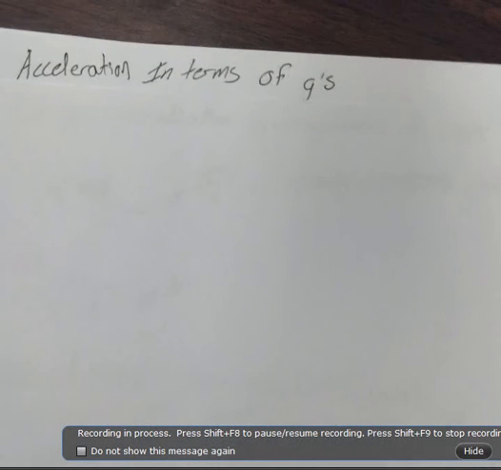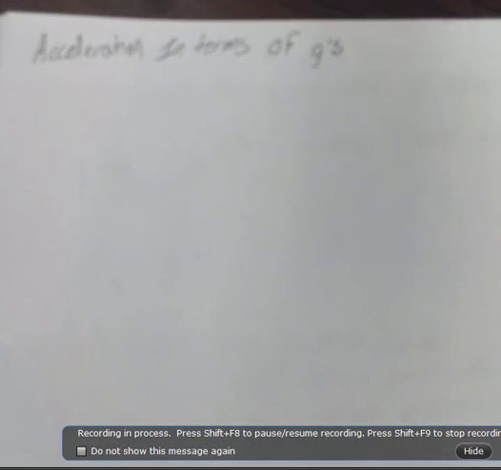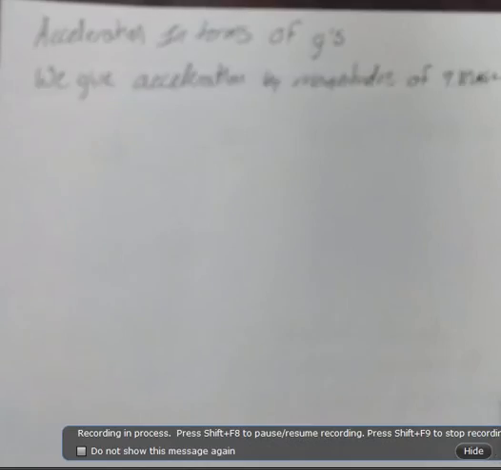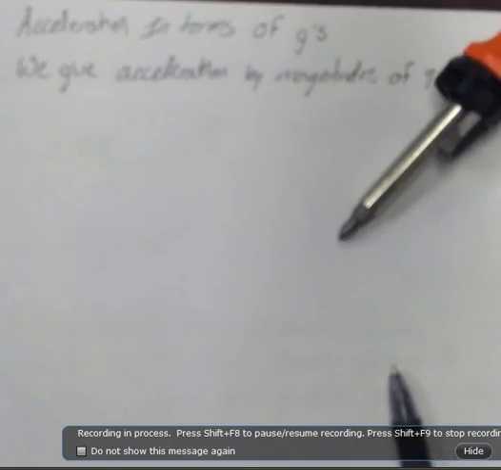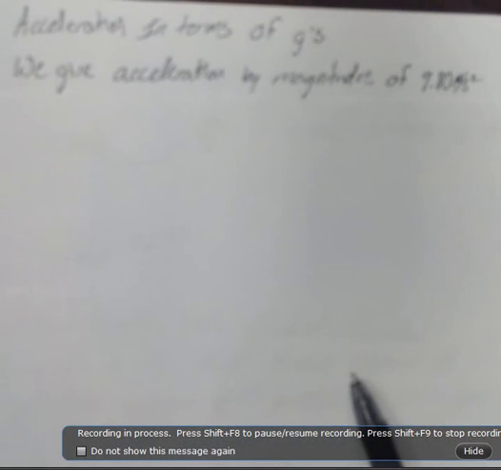So acceleration is often reported in terms of g's, right? And so g's, you've probably heard of it before. He was pulling so many g's when he made that turn. That is really just talking about acceleration in magnitudes of 9.8 meters per second squared.